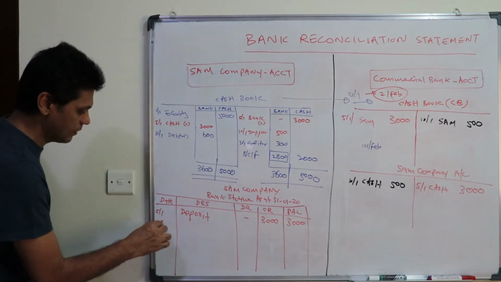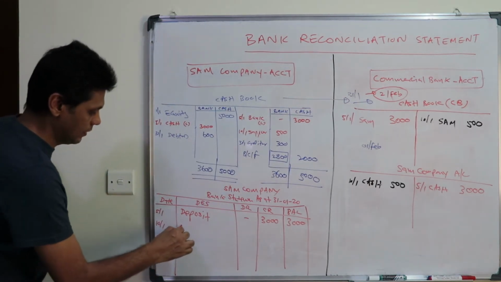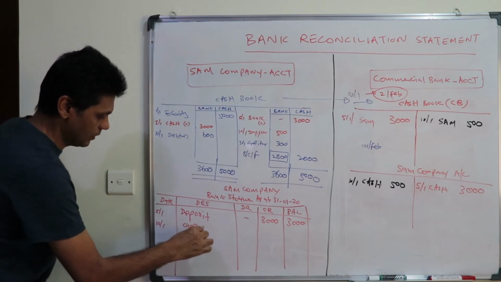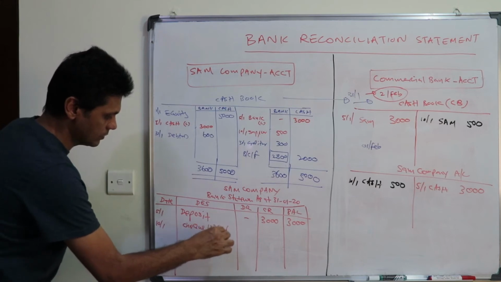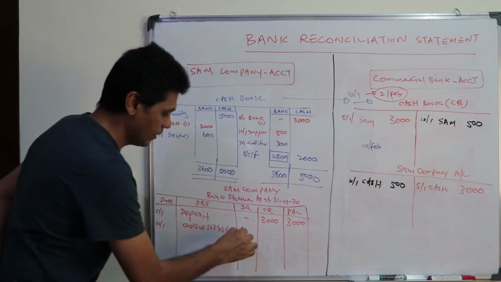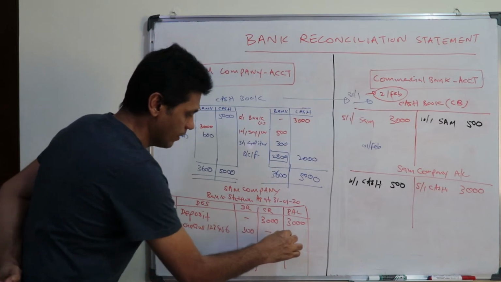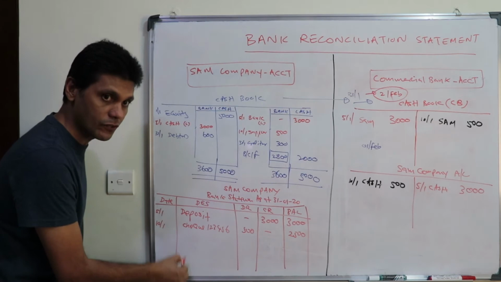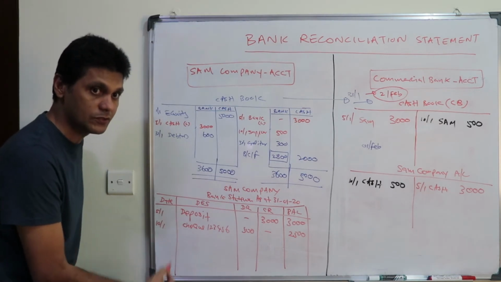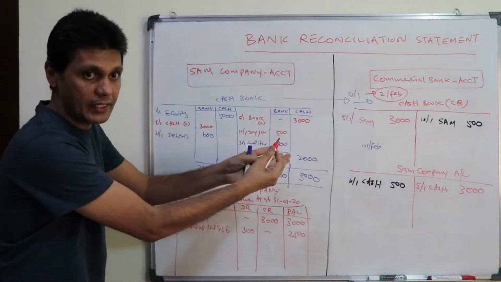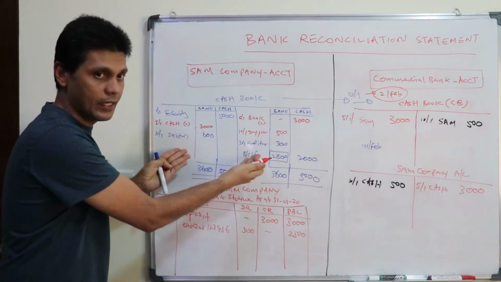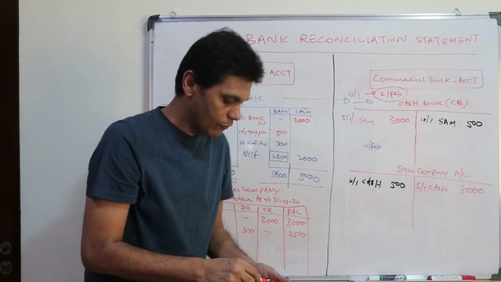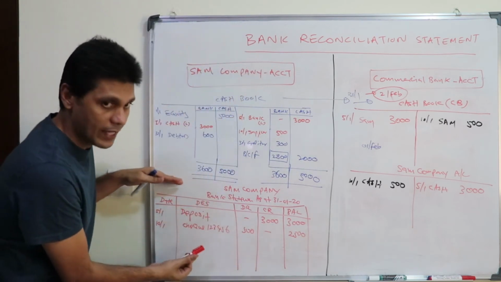On 10th January, there was a check issued to a supplier, check number 500. And what is the balance here? Afterwards, in the month of January, are there any transactions? No. I explained you why. Even though we recorded in the cash book, the bank has not recorded. Now we have received this bank statement.